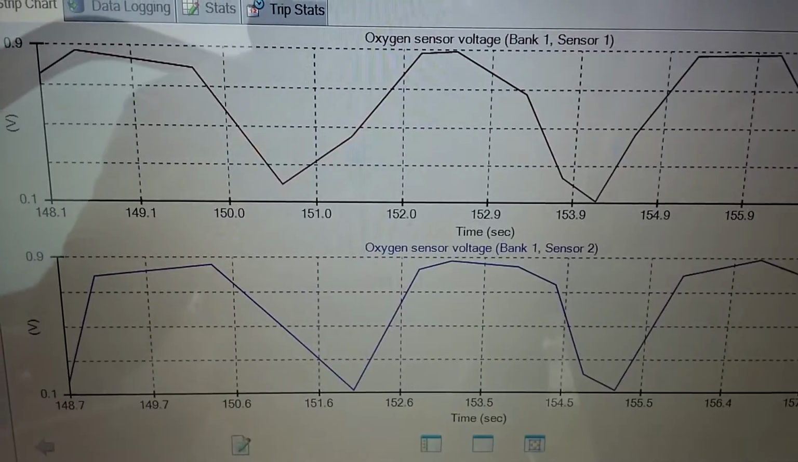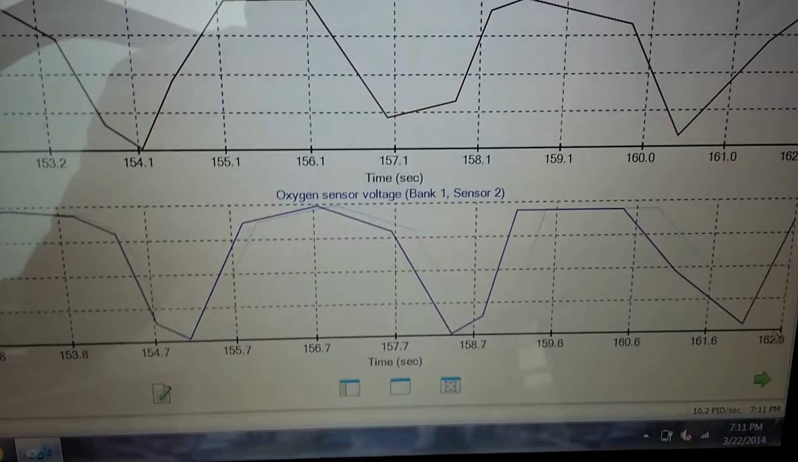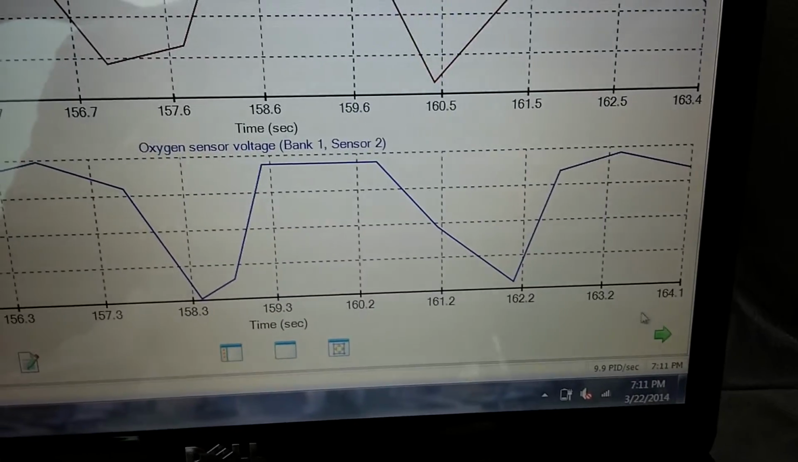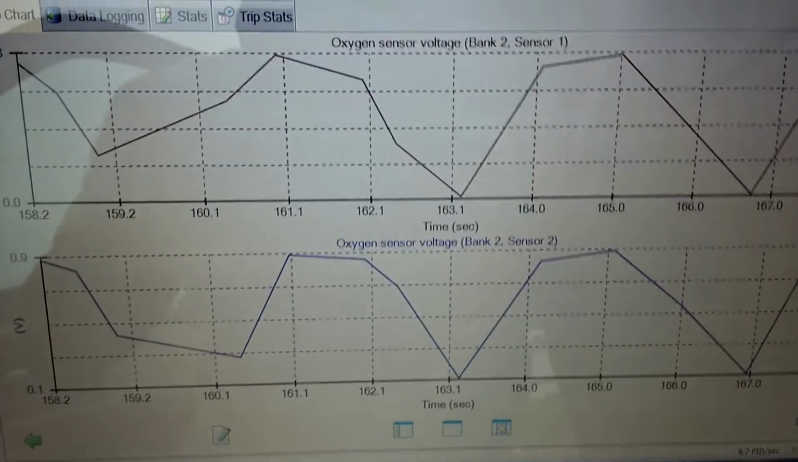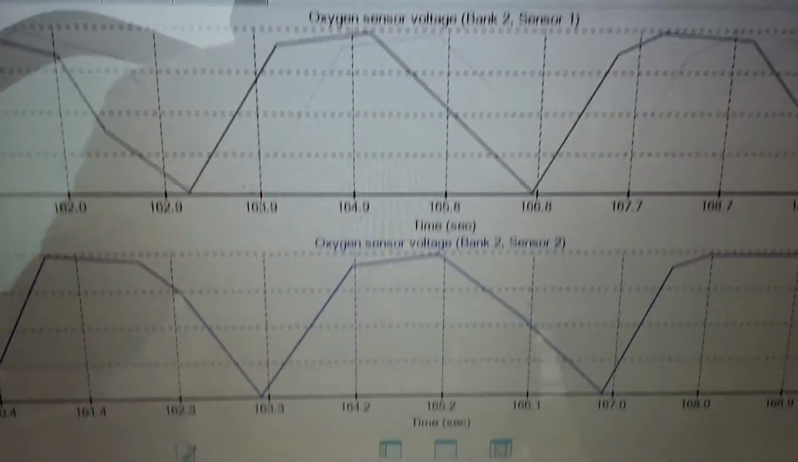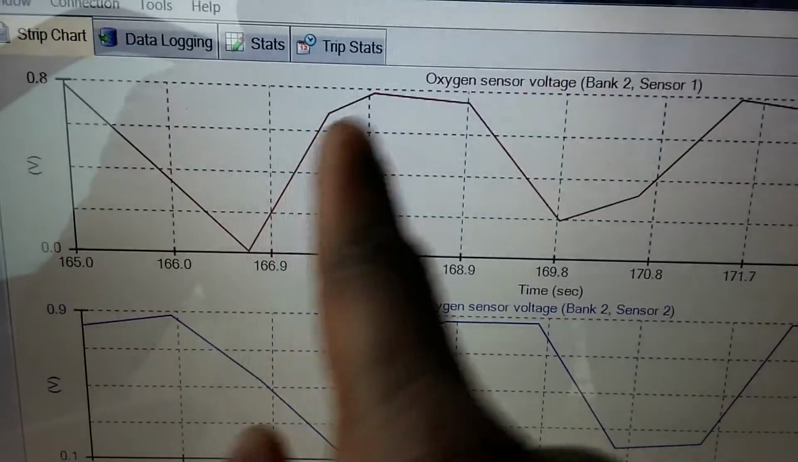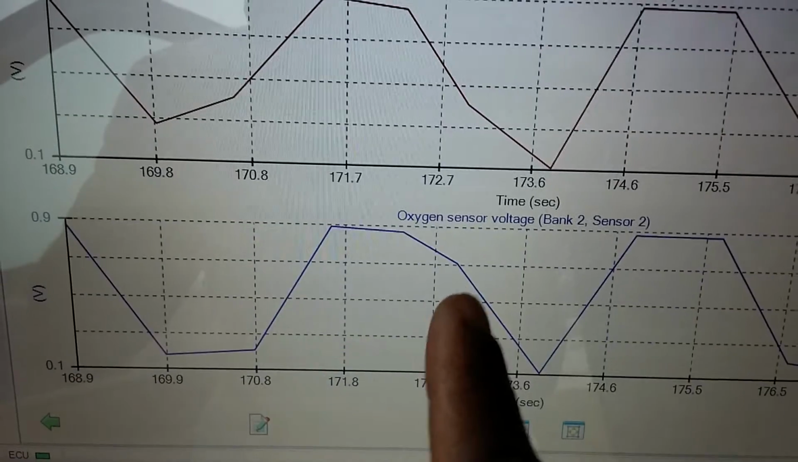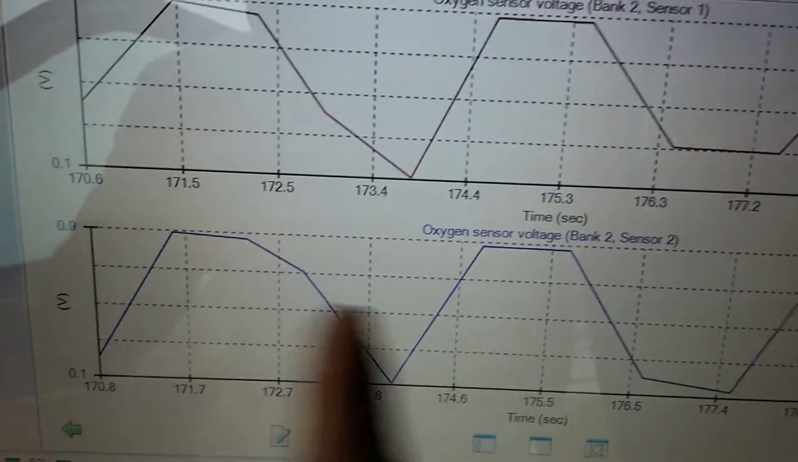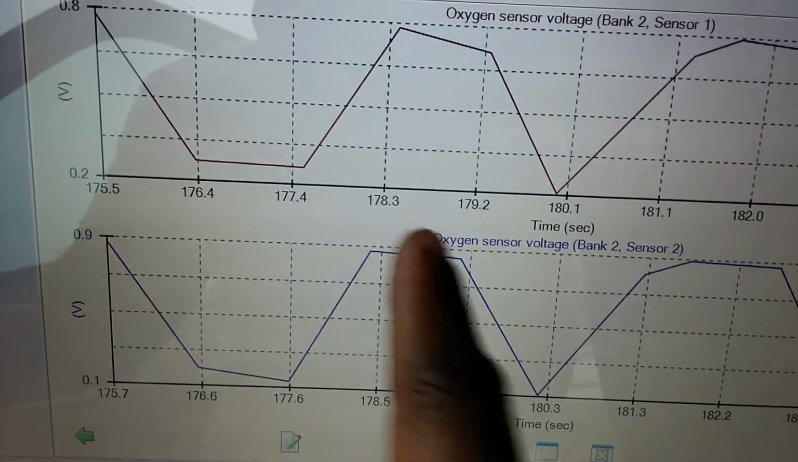Now this is bank one. I can go to bank two, which is the second side, or the second catalytic converter on the other side of the engine. This is bank two, sensors 1 and 2. Again, sensor 1 is before the catalytic converter. That line is normal. Now the oxygen sensor after the catalytic converter, which is sensor 2, the line should be straight, and it's not, which means the catalytic converter on this side also is bad.